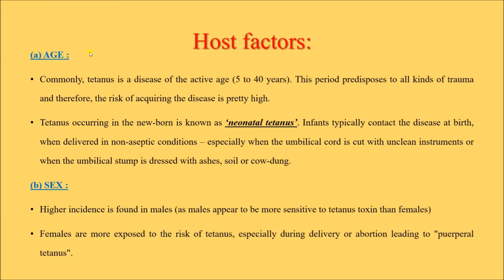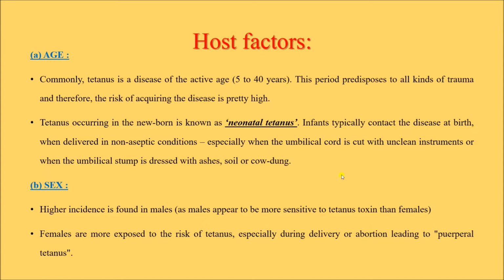Next is the host factor, the age. Commonly, it is a disease of the active age, that is 5 to 40 years. When the children go outside and play and interact with the environment, they come in contact with the spores from the environment. Also, young adults and the middle-aged people have to work outside their house, and they also get this infection through interaction with the environment, leading to exposure to the spores. So this period predisposes to all kinds of trauma, and therefore the risk of acquiring the disease is pretty high.